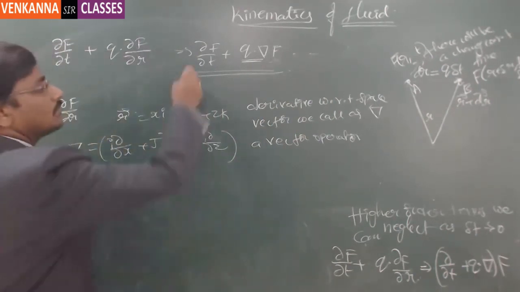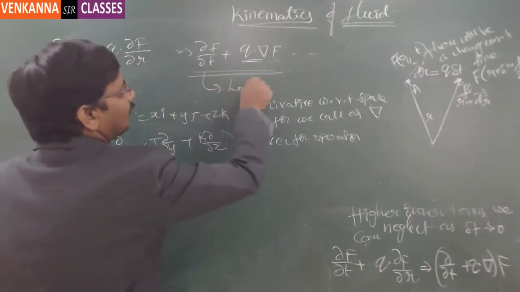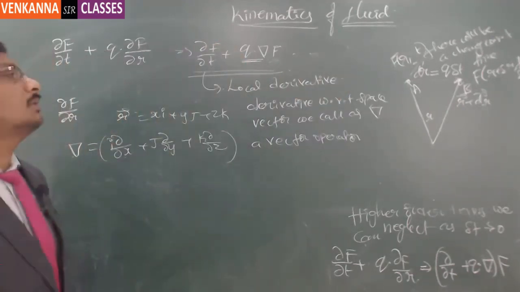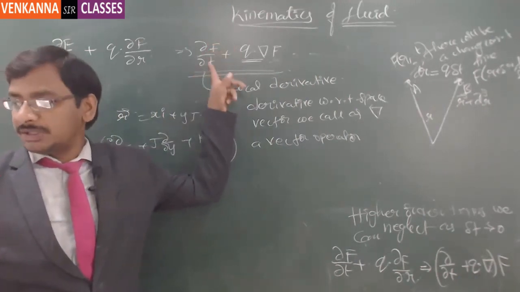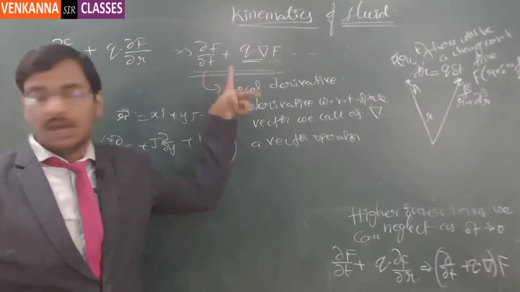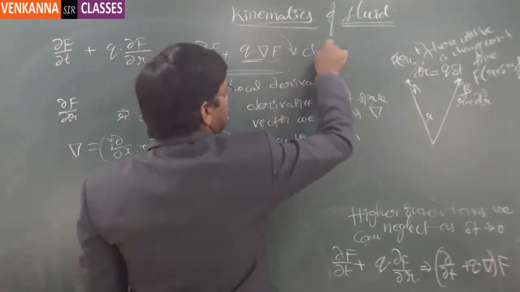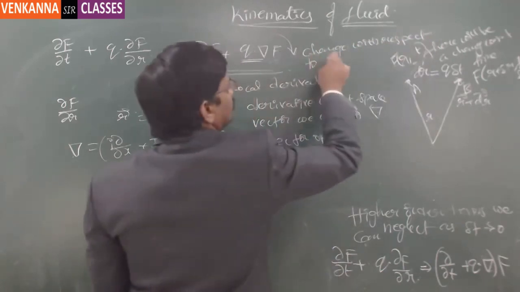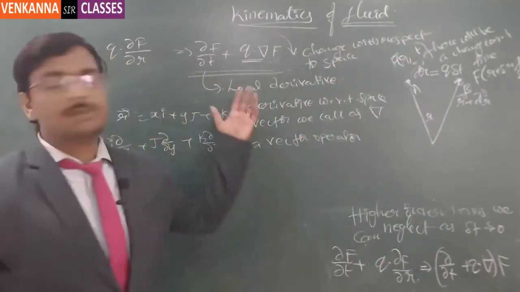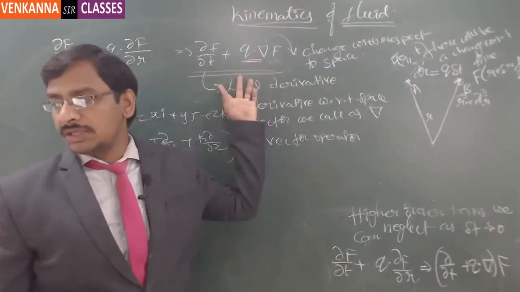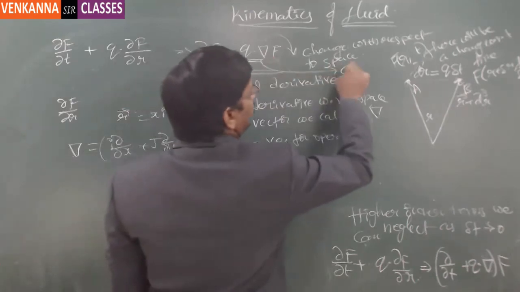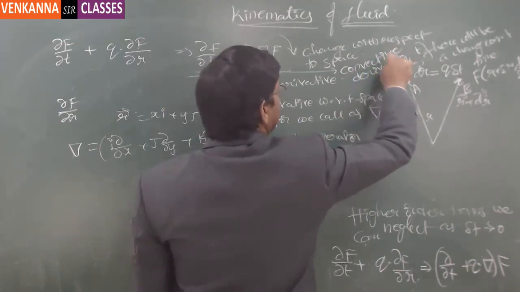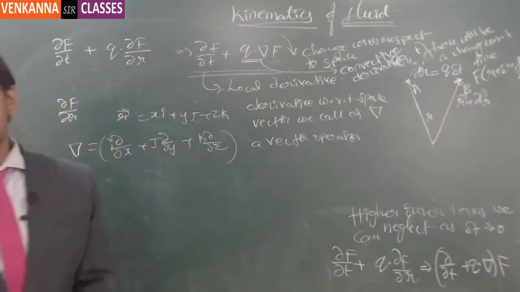So if you notice, this part is nothing but the local derivative, because the fluid property is F. This F changes at the same location with respect to time alone, and this is the change with respect to space. So, change because of the time and change because of the space together is called the convective derivative. This is what we call the convective derivative.